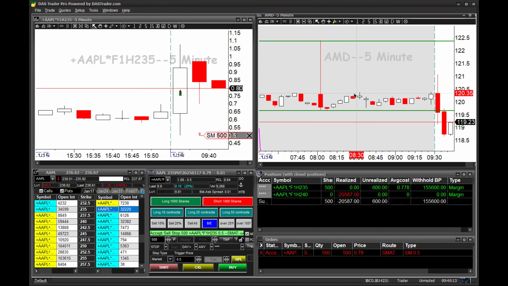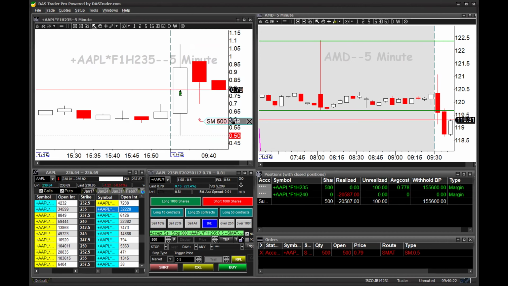See Amazon pushing up, but again, that double bottom's not there. It's just not the right setup. Let's tighten this up on Apple.